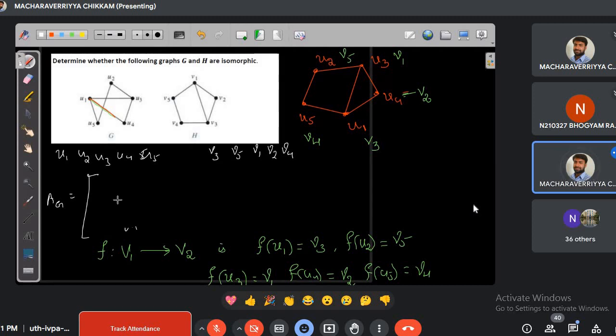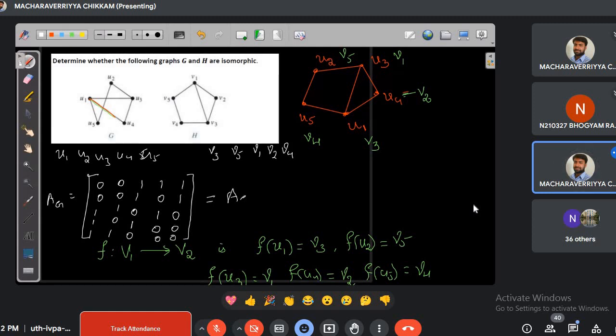What is AG? That is 0, 0, 1, 1, 1. And next one, U2 is incident with only two vertices, that is 3 and 5. And U3 is incident with 1, 2, 4. Now this is anyway 0, there are no loops. Is there a connection between 4 and 5? No.